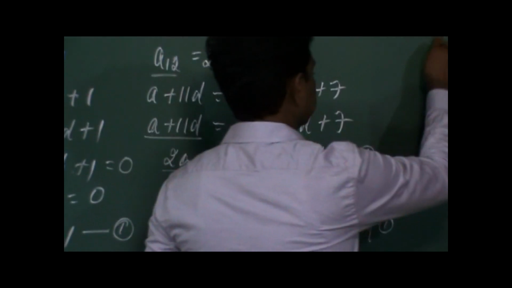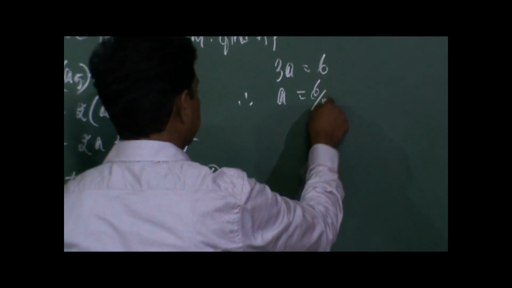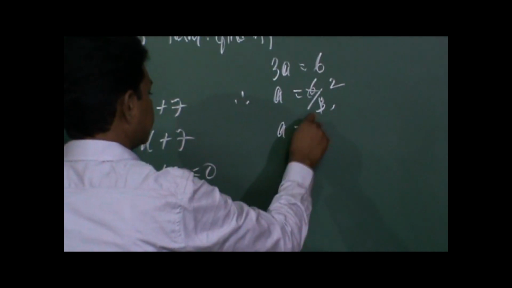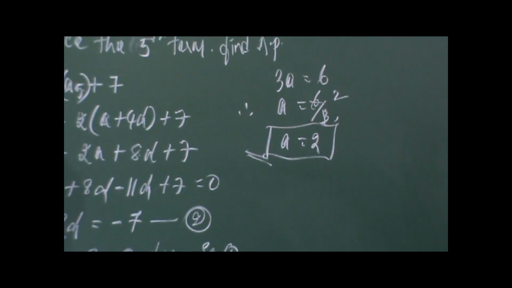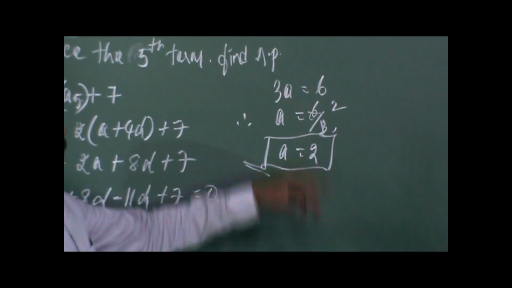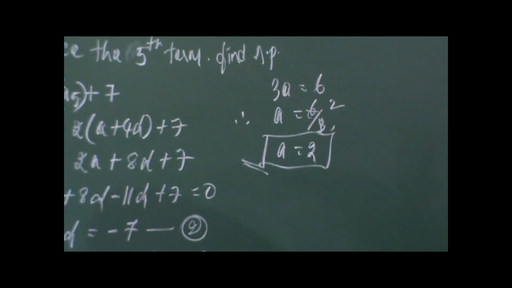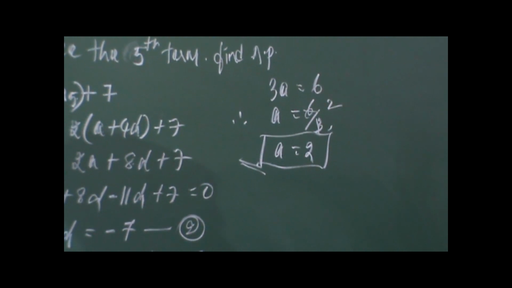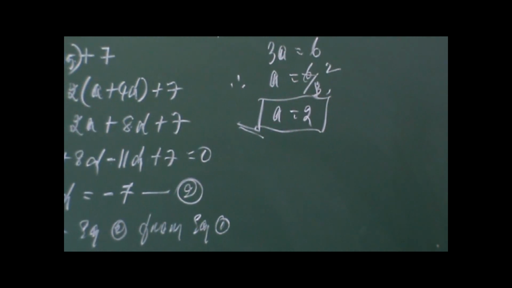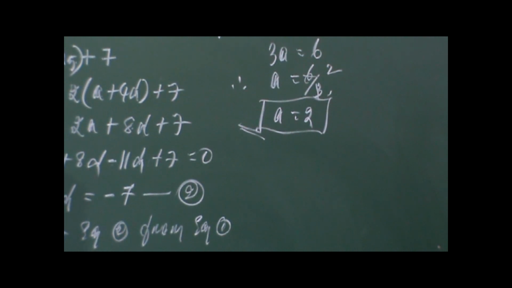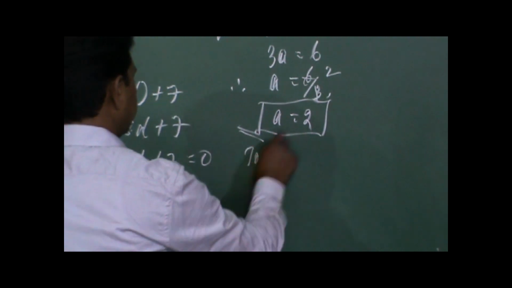So 3a is equal to 6 we have got. So therefore a is equal to 6 by 3, 3 2s are 6, a is equal to 2. The value of a is 2. So here we have to find the AP. So therefore we require the first term and then we require the common difference. So now we have the first term, then we have to find out the common difference. So the method of finding out the common difference is to substitute the value of a in any one of these two equations so that you will get the value of d. So any equation you can take.